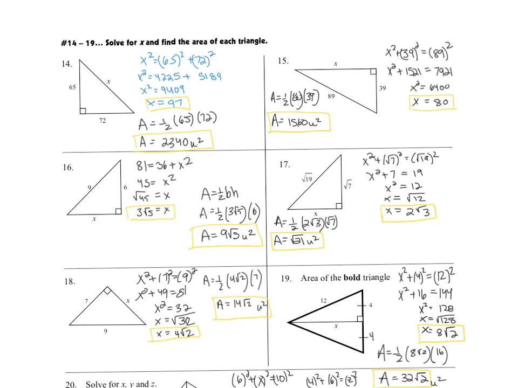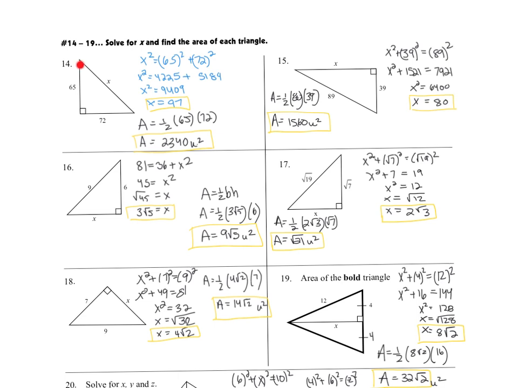All right, in the second part of this assignment, we are going to be looking at both solving for x and then finding the area of each triangle. So we're going to be using the Pythagorean theorem and then just our regular A equals 1/2 base times height to figure out the area.